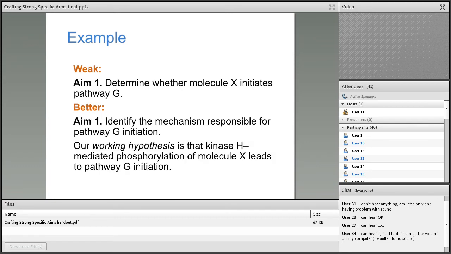Okay. Well, I'm going to go on and talk about writing the aim statement. So once you've decided on the scope of each aim, you want to describe the aims so that they're clear and compelling to the reviewers. So I have 5 guidelines to help you finesse your wording of the aim statements.